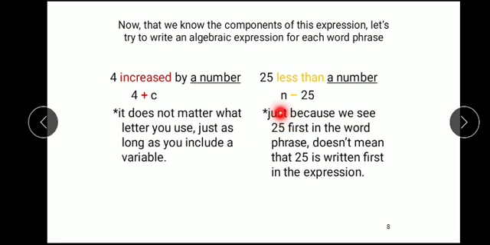Now, here see why it is not 25 minus n. It is n minus 25 because 25 less than a number means 25 is less from that number. So n minus 25.